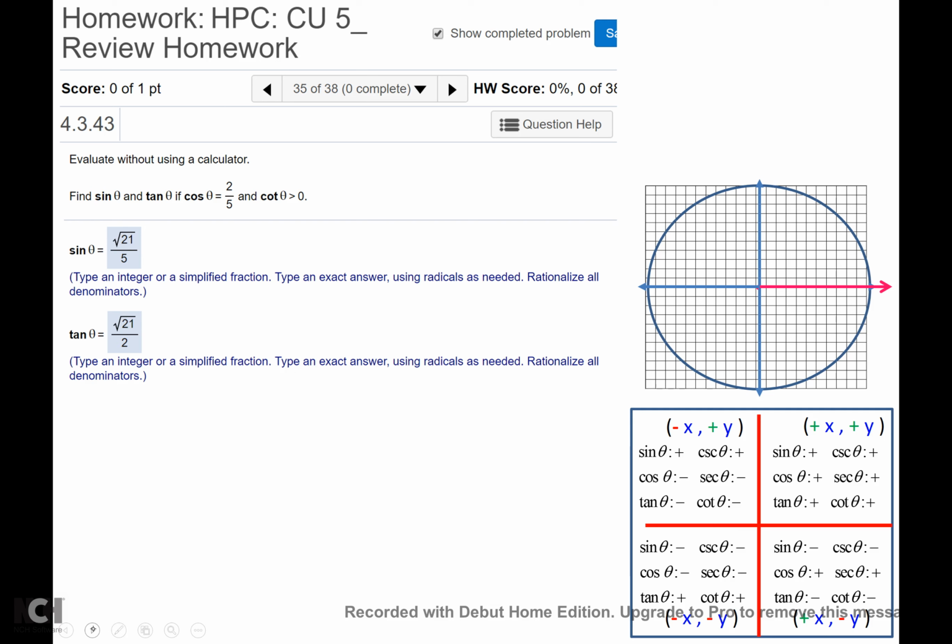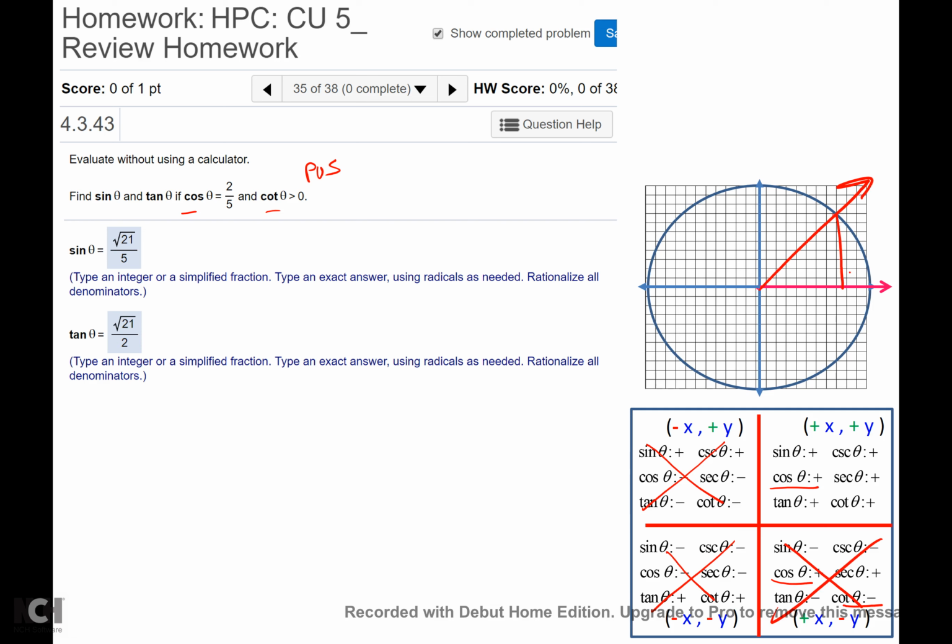35. Find sine theta and tan theta if cosine theta is 2/5 and cotangent theta is positive. So they're telling me that both cosine is positive and cotangent is positive. Positive cosine, negative cosine. Negative cosine, positive cosine. So it's out of these two. Cotangent has to be positive. Here it's negative, so we are in quadrant 1. So draw an angle somewhere in quadrant 1.